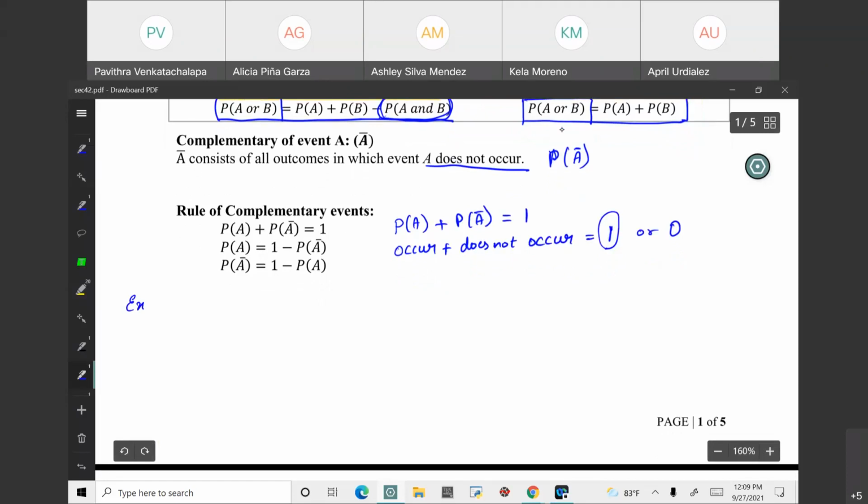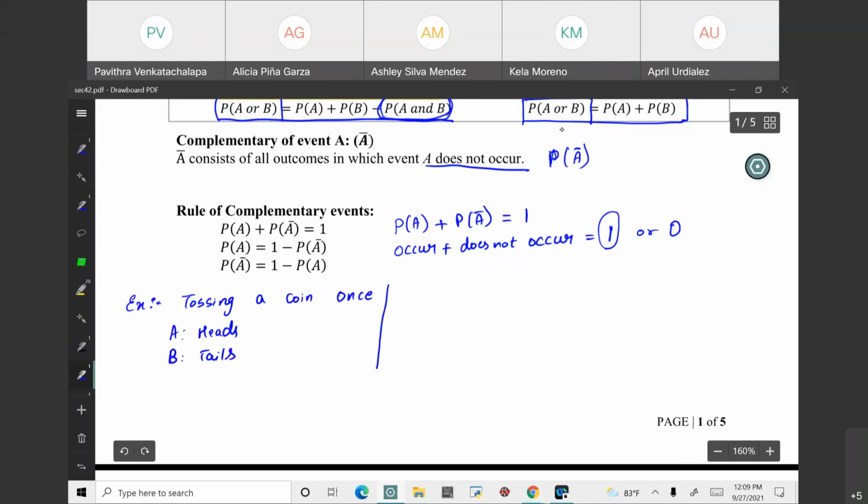Okay, let me put it this way. Now I'm going to toss a coin. Tossing a coin once. Now this is heads, event A. Event B, I call it as tails.